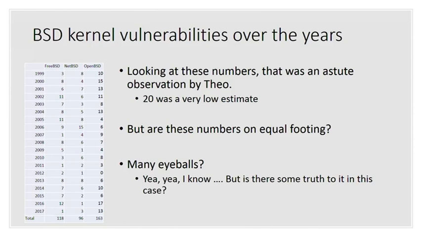So if you look at these numbers, Theo's observation was a pretty astute observation. In fact, 20 was a low estimate. It turns out it was significantly more.